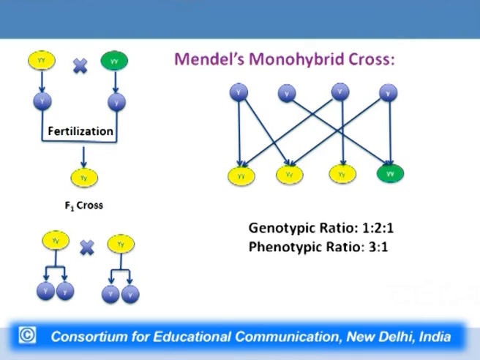So the genotypic ratio in this particular cross is 1:2:1. 1 is for capital Y capital Y, 2 is for capital Y small y, and 1 is for small y small y. Whereas the phenotypic ratio for this particular cross is 3:1. There are three yellow seeded individuals, and one individual which will be producing green seed. So this is the normal Mendelian monohybrid cross ratio for genotype as well as phenotype.